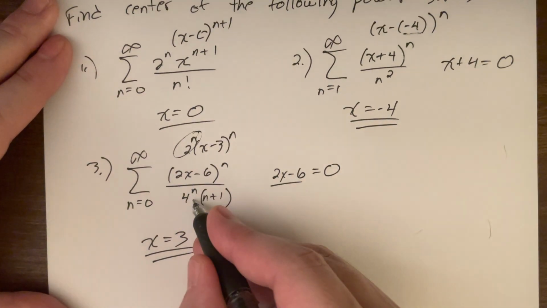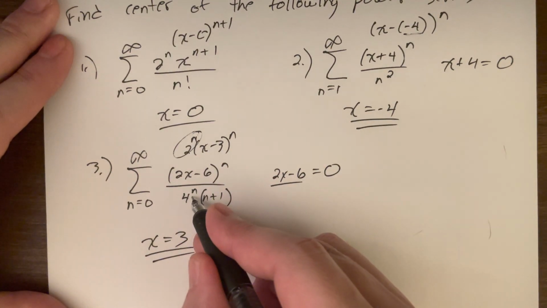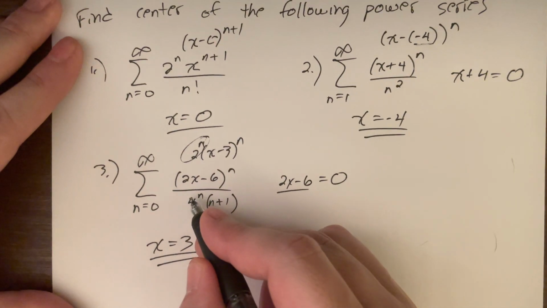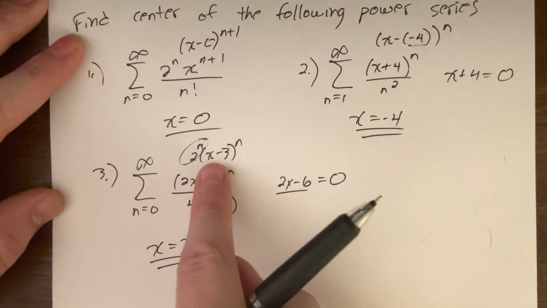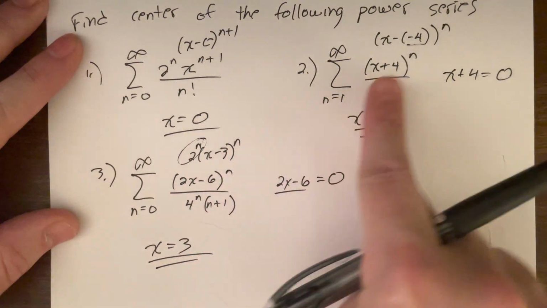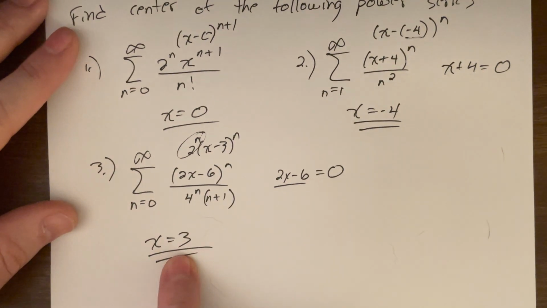That 2 to the n could combine with this 4 to the n and become 1/2 to the n power. There's more we could connect and simplify here. But just for the point of finding the center, there's your x minus a. We didn't even need an extra negative sign. It's perfect. X minus a equals 3.